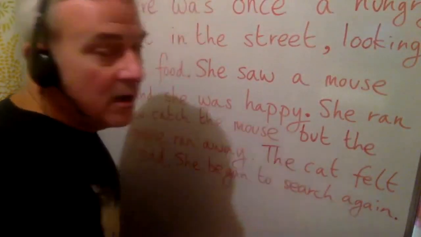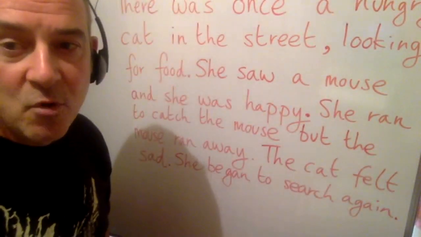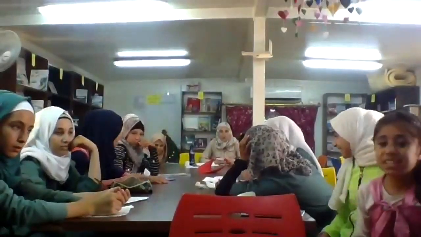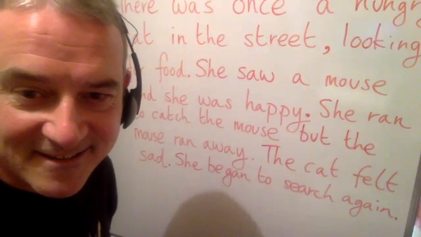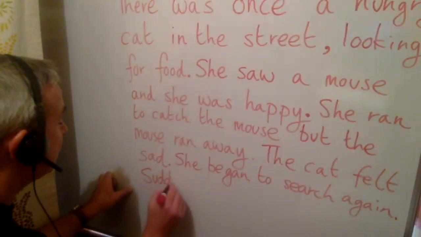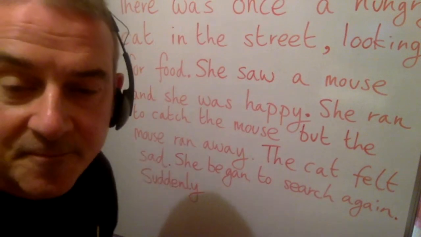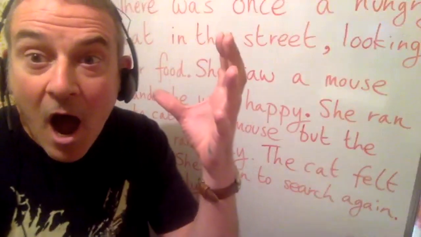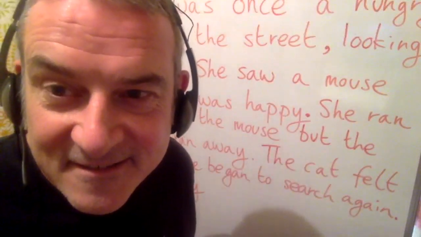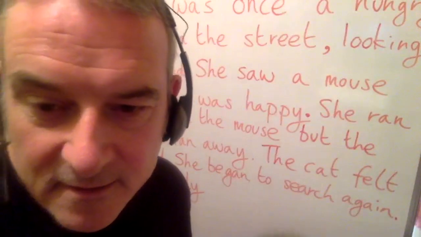Okay. Now, Muna. The other Muna. I'm going to give you a word. Yalla Muna. Hi, Muna. So I'm going to give you this word, Muna. The next word is suddenly. Suddenly. What happened? Say it in Arabic if you want. In Arabic, what happened? What do you expect? She ran after the mouse and it got away from her, and she started searching for it, and she was sad. Now suddenly, what happened?